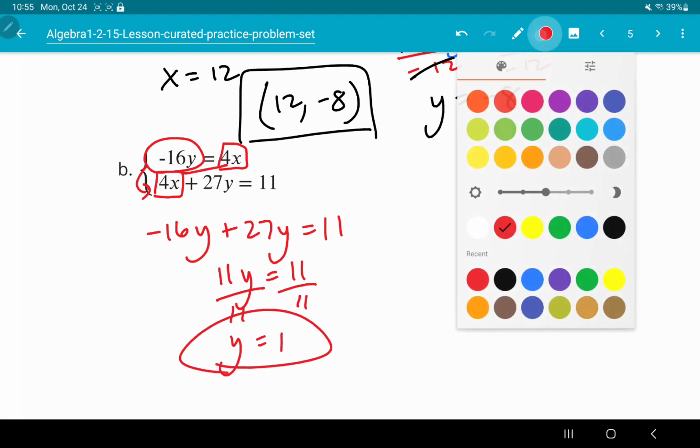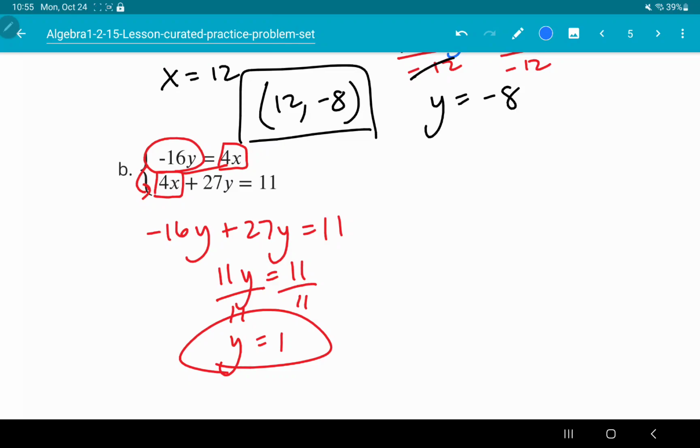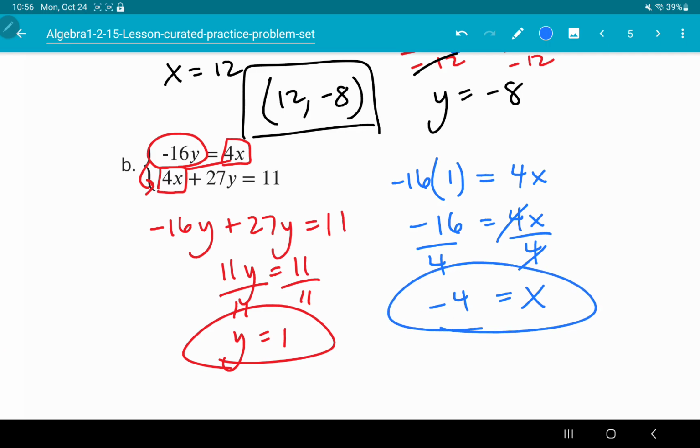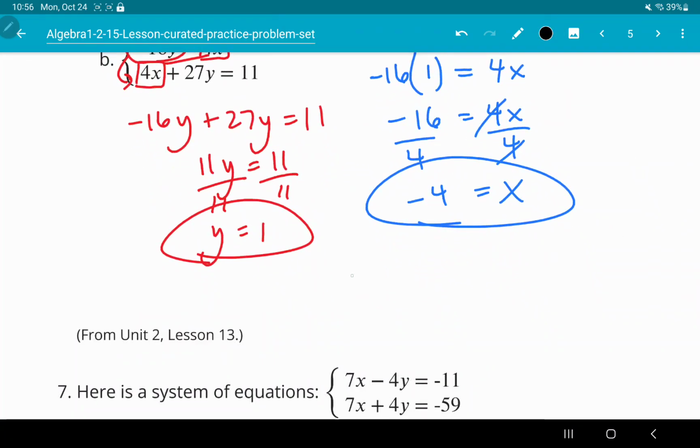There's my y value. And now we can solve for the x value by plugging in. Let's use our first equation since it's a little bit simpler. Do negative 16, and instead of y, now I can put 1. And then we're going to have negative 16 times 1 equals 4x. So that's going to be negative 16 equals 4x. Divide both sides by 4, and we should get x equals negative 4. And there's our x value. So combining the two of those, we'll get negative 4 and 1 as our solution.